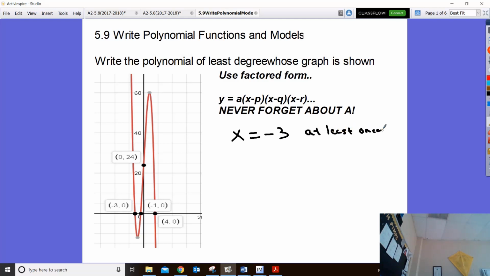Here's a zero at -1. How many times did it happen? At least once. There's also a zero at 4. It happens at least once. How'd you know it happened at least once? They're all crosses. They all cross the x-axis.